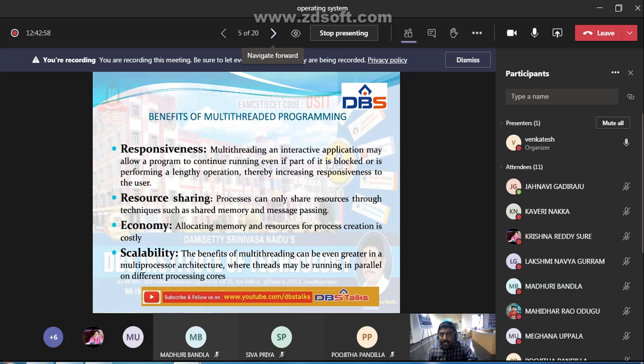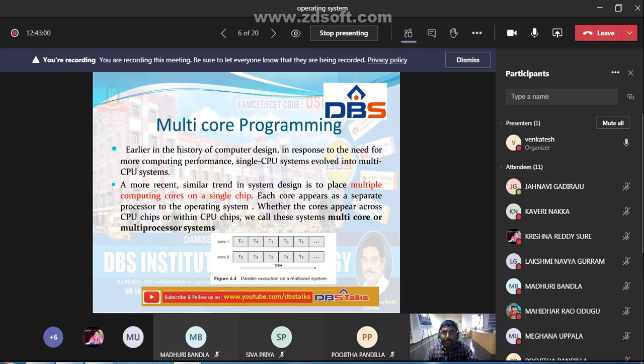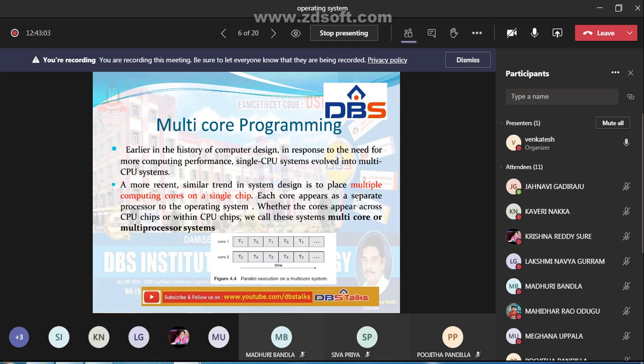Next, coming to multi-core programming. What is meant by multi-core programming? In multi-core programming we are going to use multiple cores or multiple processors instead of a single core. In this, multiple processors are embedded in a single chip and it will act as a single processor.